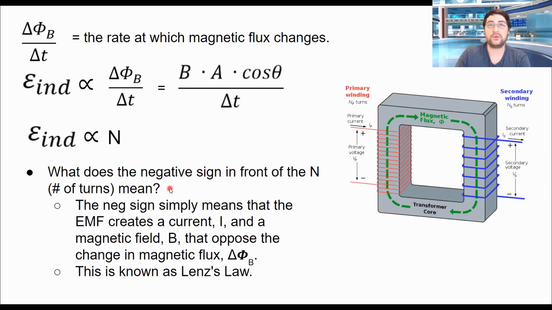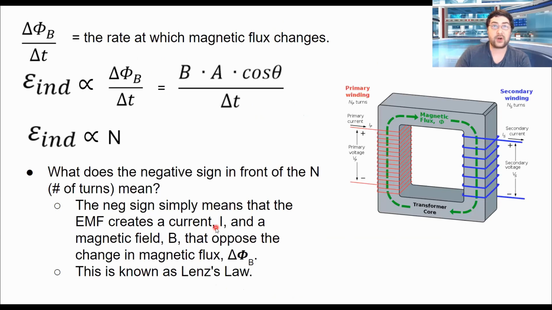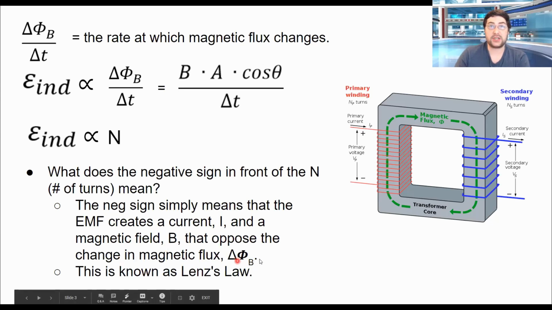So anything that you do to the system that would cause a change in the magnetic flux, the system is going to act to try and undo that change so that the magnetic flux will remain constant the entire time. So that means that the electromotive force, the voltage, is going to create some current I and some magnetic field B that are going to oppose changing the magnetic flux, phi B, okay? And this is called Lenz's law.